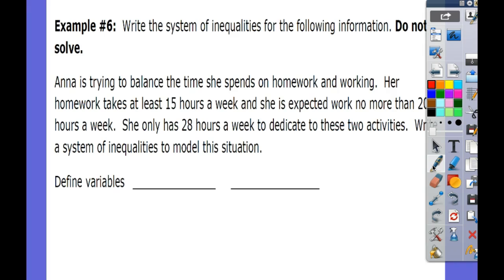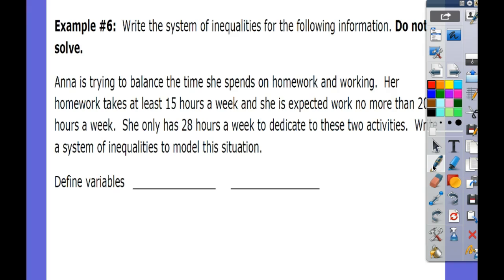Anna is trying to balance the time she spends on homework and working. Some of you need to try to do that balance. Some of you are working more than you're doing your homework. Her homework takes at least 15 hours a week. She is expected to work no more than 20 hours a week. She has only 28 hours to dedicate to these 2 activities. What 2 activities? Okay, those are the 2 things that we're going to use variables for. Do you want X and Y, or do you want something else?